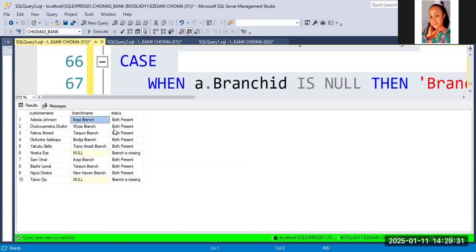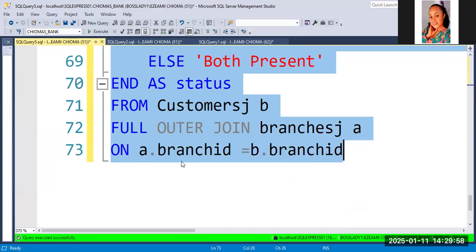We have the customer name, we have the customer information, we have the branch information. And then this branch is missing, meaning we have customer information, but there's no branch information. So that's why we use the full outer join, so that we know the ones that are missing and the ones that are there. So we have all the customers, and there's no branch for Nekais and no branch for Taiwo Ujo. So this solves our question number 8.